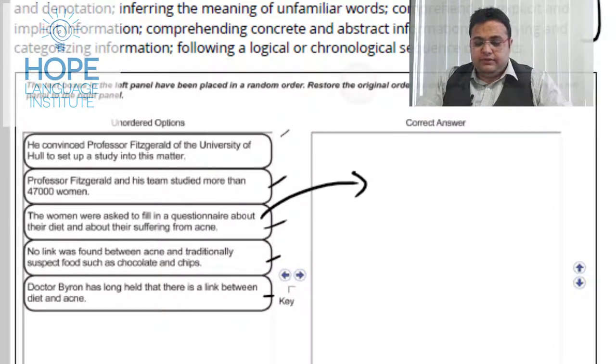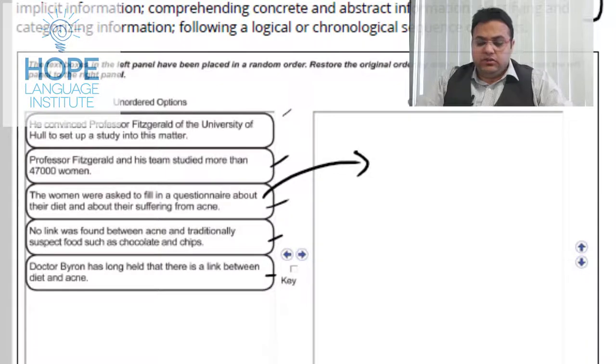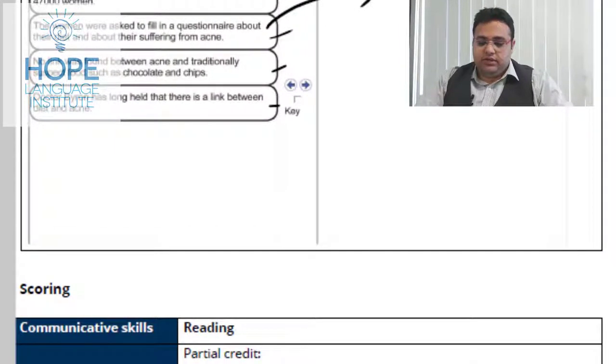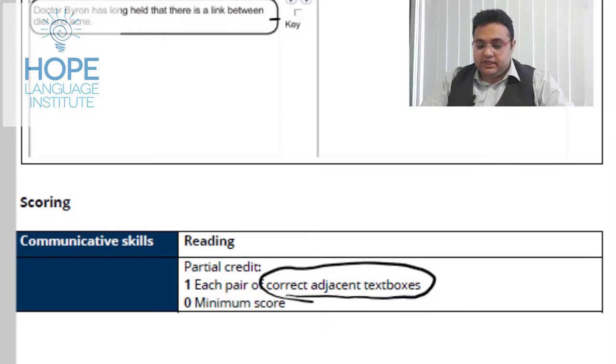So what we'll do is we'll first understand a bit of a scoring criteria, and I'll take you back to what is identifying relationship between the sentences. Let's talk about the scoring criteria over here. In order to understand scoring criteria, let's see what Pearson has to say about it. So this is what Pearson says, that you get 1 point for each correct adjacent text box. This is the keyword over here, correct adjacent text box. Adjacent, that's the word.